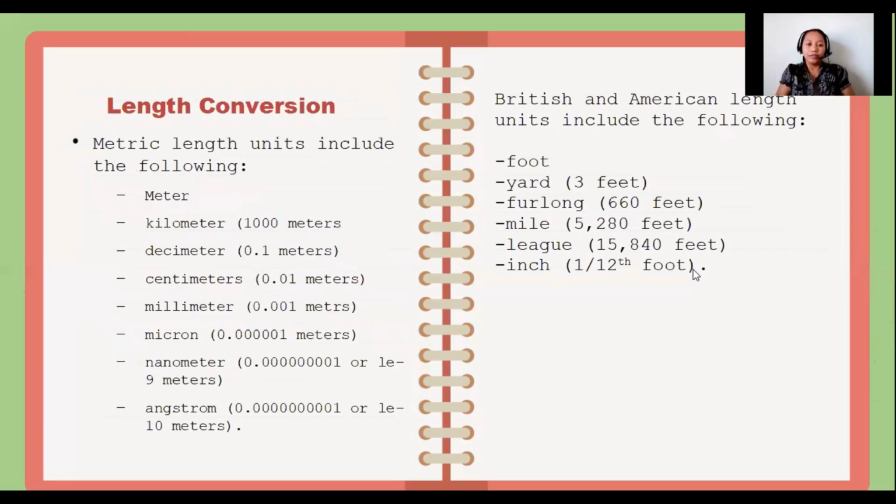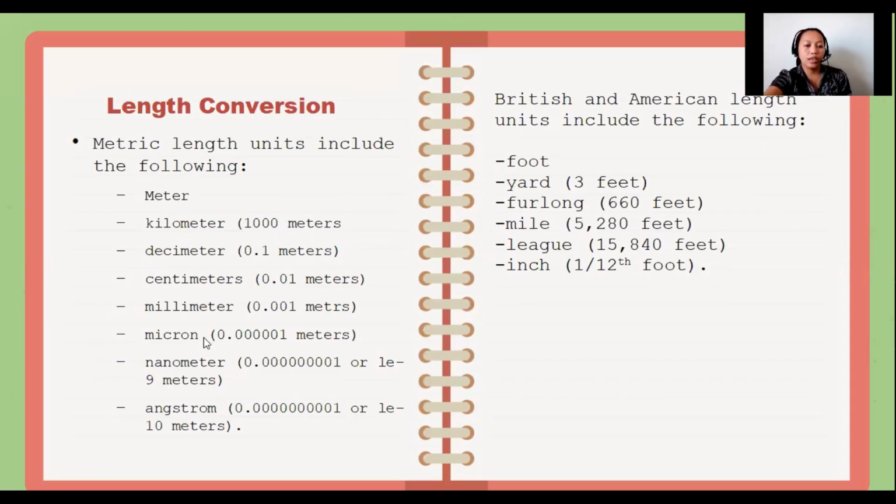Okay, so for the length conversion, the metric length units include the following. Meter and kilometer. Kilometer is 1,000 meters. Decimeter is 0.1 meters. Centimeter is 0.01 meters. Millimeter is 0.001 meters. Micron is 0.000001 meters. Micro means 6. The exponent is 1 times 10 raised to negative 6.